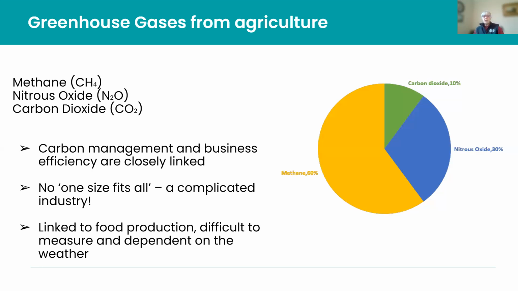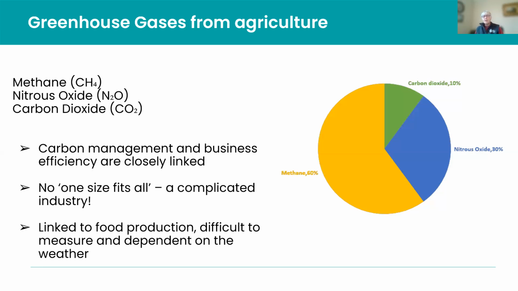And I think the good news for farmers is that managing your emissions and business efficiency are closely linked. So the more you can do to reduce emissions and store carbon in soils, the chances are your business will be more resilient, potentially more productive and more profitable. So there's definitely a win-win-win here.